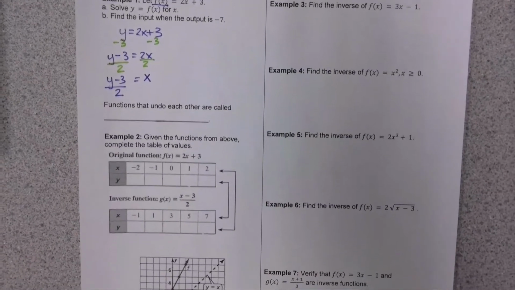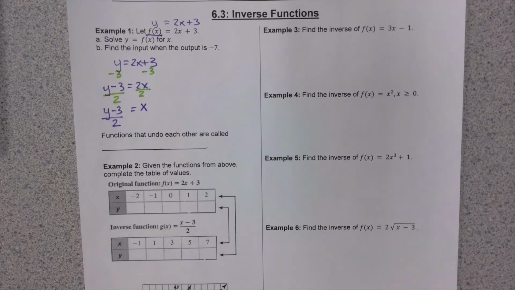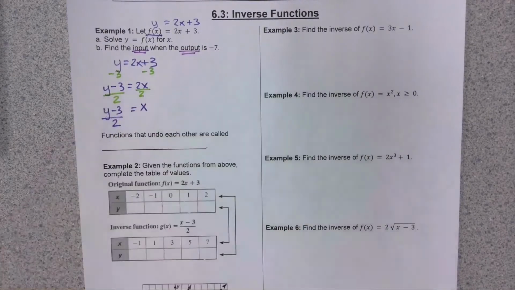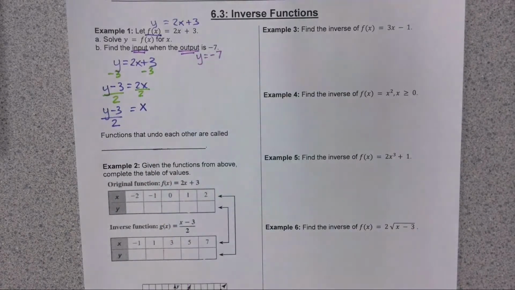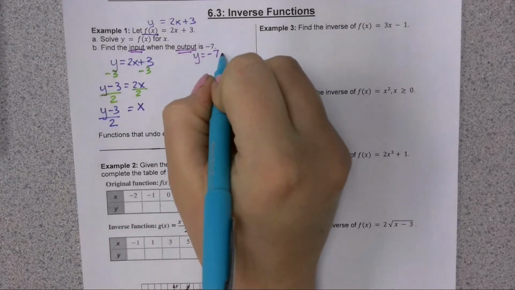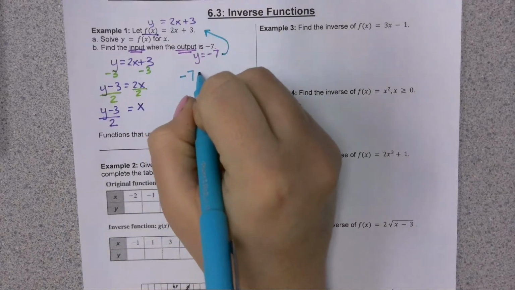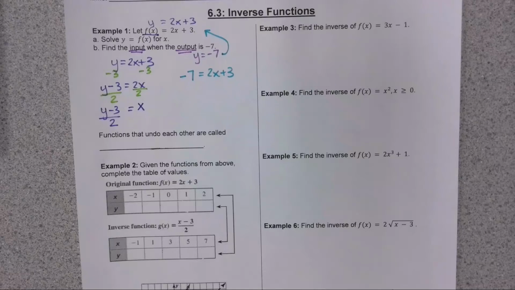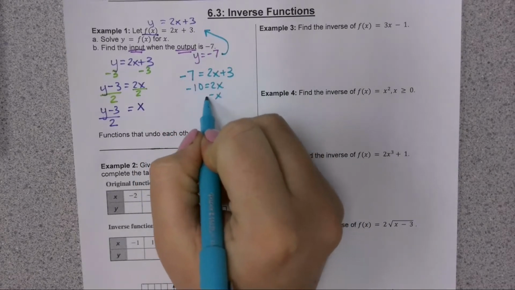Now, the question is asking, find the input when the output is negative 7. If you remember, input is your x value, output is your y value. So this time we know our y is negative 7. You could do this one of two ways. The first way you could do this is to take this negative 7 and just plug it in up here. We already know that y equals 2x plus 3. So when we solve, we subtract 3 from both sides and then divide by 2 and we get negative 5.